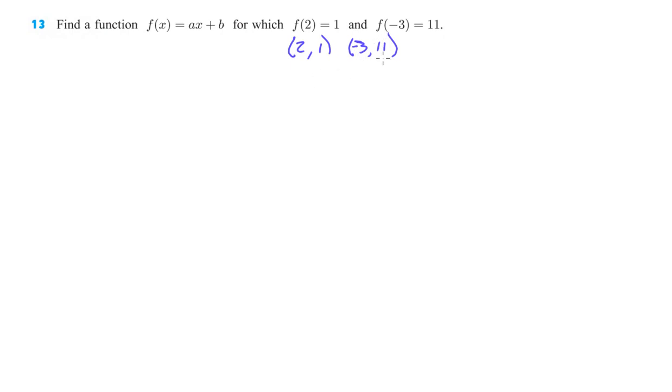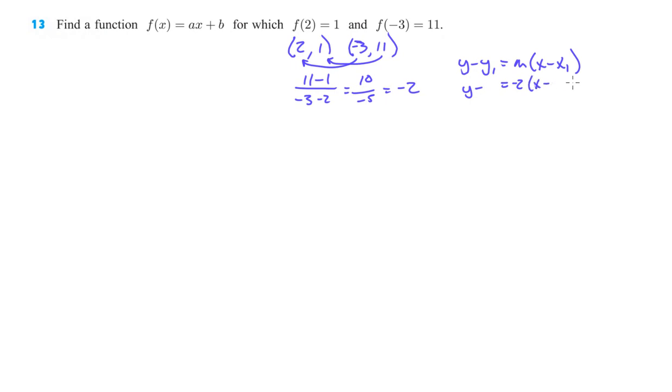So back to finding slope. 11 minus 1 over negative 3 minus 2 gives us 10 over negative 5, which is negative 2 as our slope. Now we have y minus y1 equals m times x minus x1. We know that m is negative 2, and now we can simply choose either one of these points. I'm going to choose 2 and 1 because that seems a little bit nicer. So x minus 2 and y minus 1.